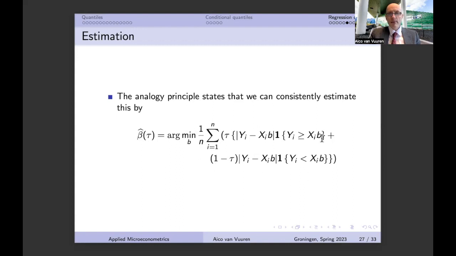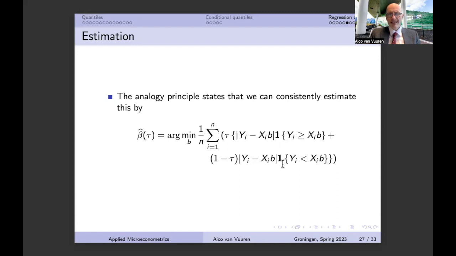Well, again, this thing can be rewritten a bit. Again, as we have seen before, we should realize that this part of the summation is only different from 0 at the moment that we have an observation yi larger than xib. So instead of summing over all the observations, we could also sum only over those observations for which yi is larger than xib. Then we get rid of the indicator function that we have over here.